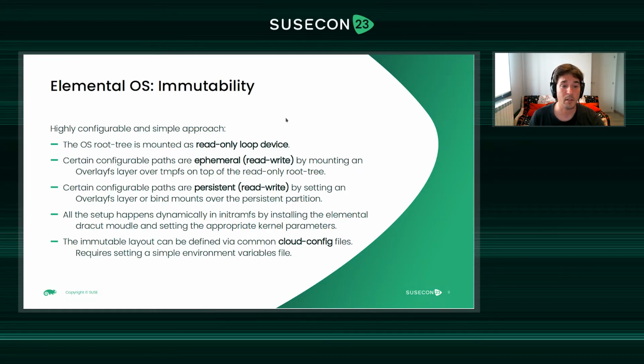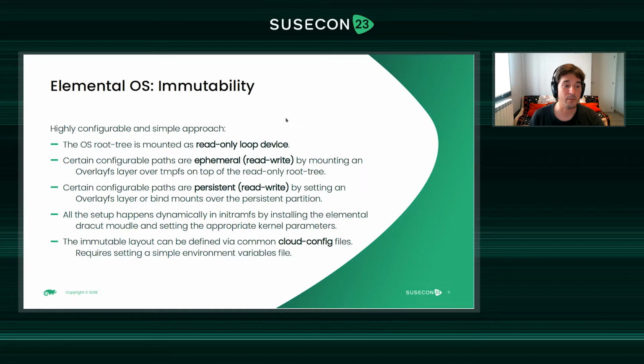So the ephemeral paths are the ones that are basically configured as an overlay FS layer on top of a tmpfs file system, so in memory. All the changes are happening in memory, and the persistent paths can be configured as an overlay layer on top of the read-only file system based over the persistent partition. So the changes are going to be kept and are going to persist across reboots. In addition, the persistent configurable paths can be set to be overlay FS layers, and can also be set to be bind mounts.